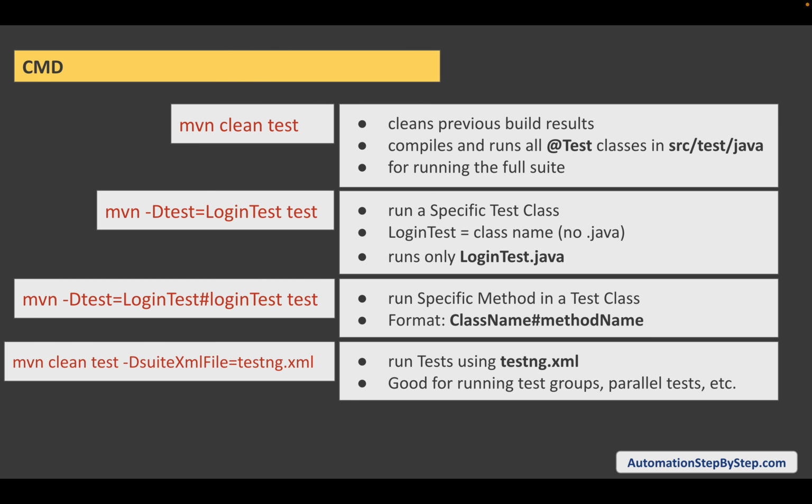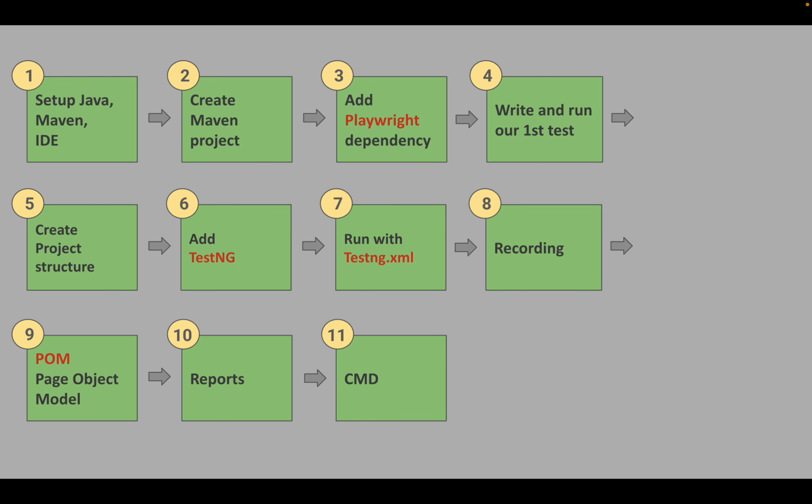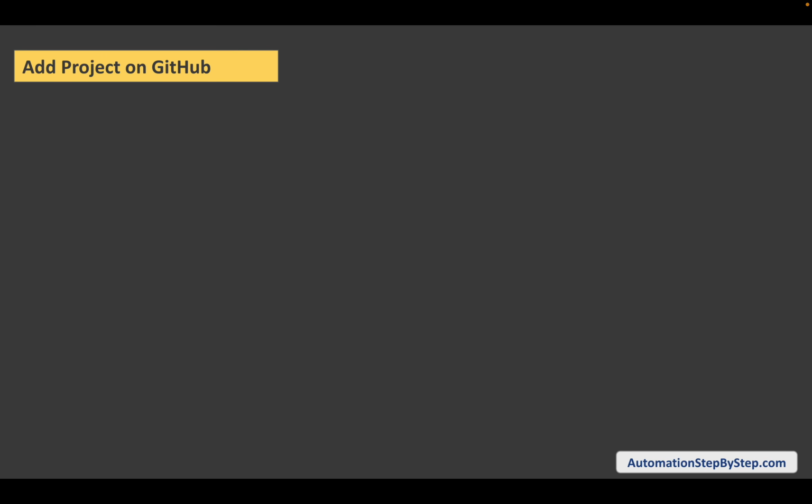Okay, now we have done the command line. Let us also see how we add our project on GitHub. It will be very useful. You can keep your project safe on a GitHub repository, and in this process I will also add my project, and I will put the link in the description of the video so you can refer to my project. Okay, so let's start and see.